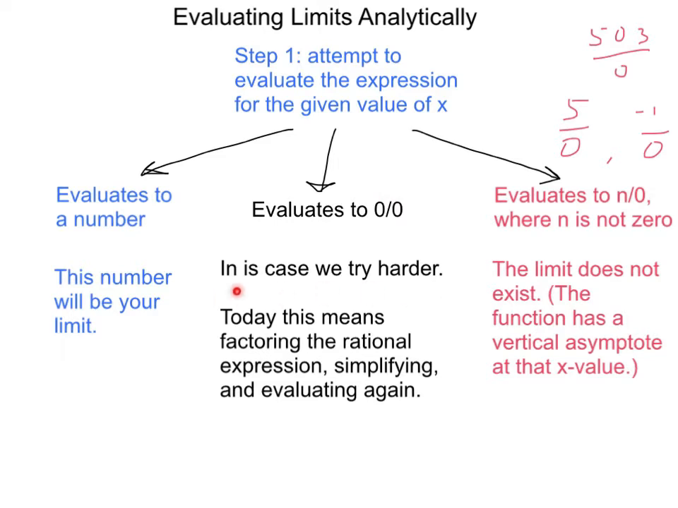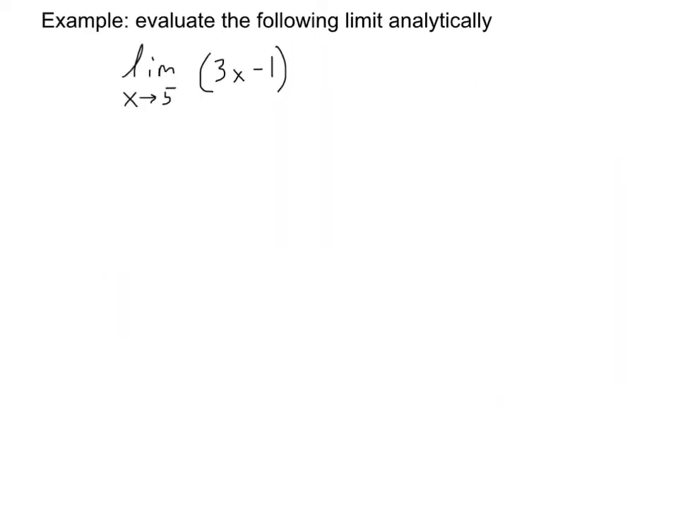When that happens, we have to try harder, and for today, that's going to mean factoring and canceling or simplifying the expression, and trying to evaluate again and finding it in either one of these two categories. So I've now got several examples we'll take a look at. So this first example, I'll evaluate this limit analytically. So try and follow the flow chart of work that we had on the previous page for this problem.